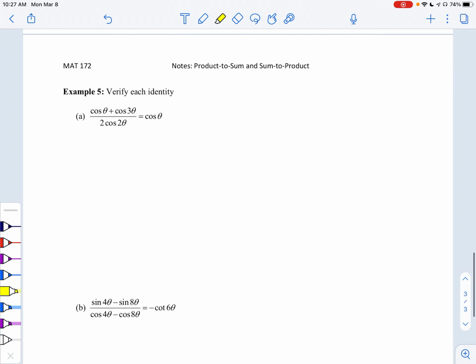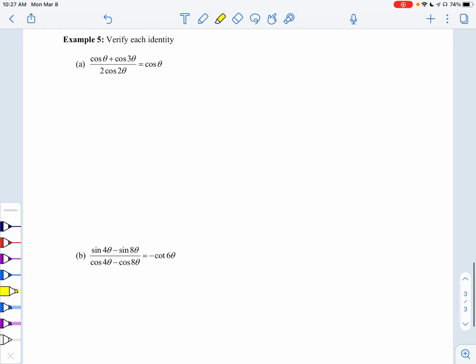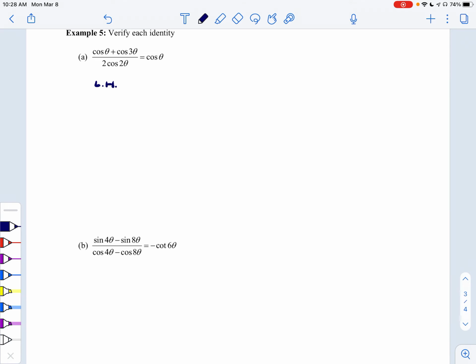All right, last thing I want to show you guys with these is some more verifying of identities. It's always good to come back around to this because this is a tricky topic. So if we're verifying our identities here, our first one is cosine of theta plus cosine of 3 theta divided by 2 cosine of 2 theta is equal to cosine of theta. So trying to verify this identity, as usual, I'm going to start on the more complicated side, which would be our left-hand side on this one.